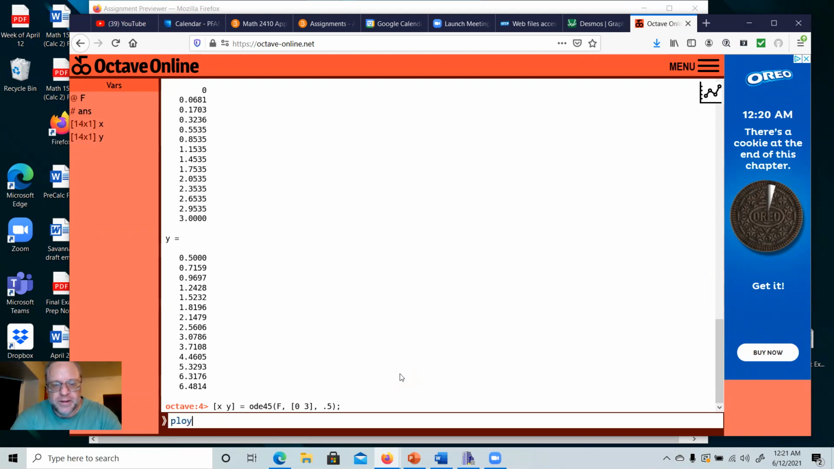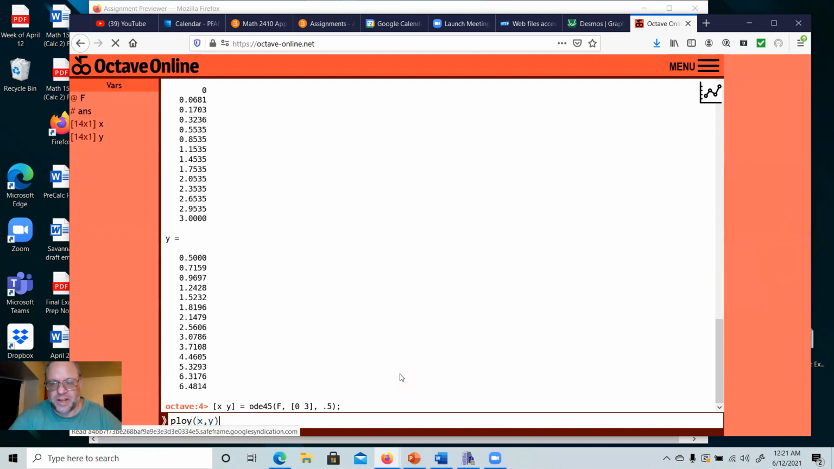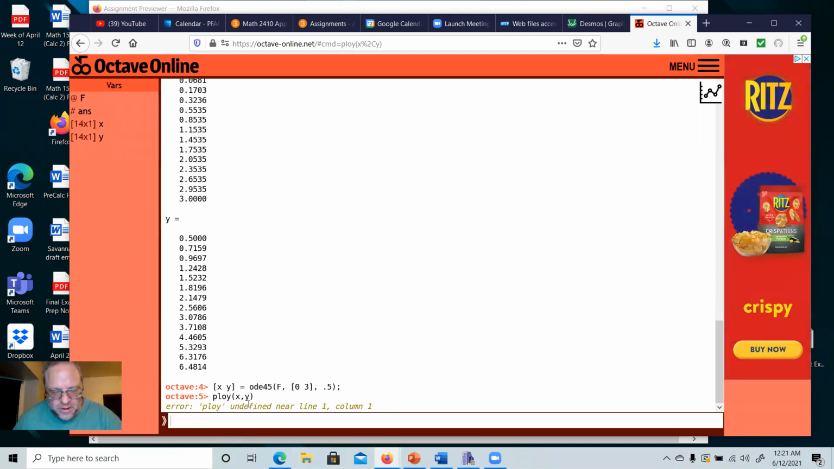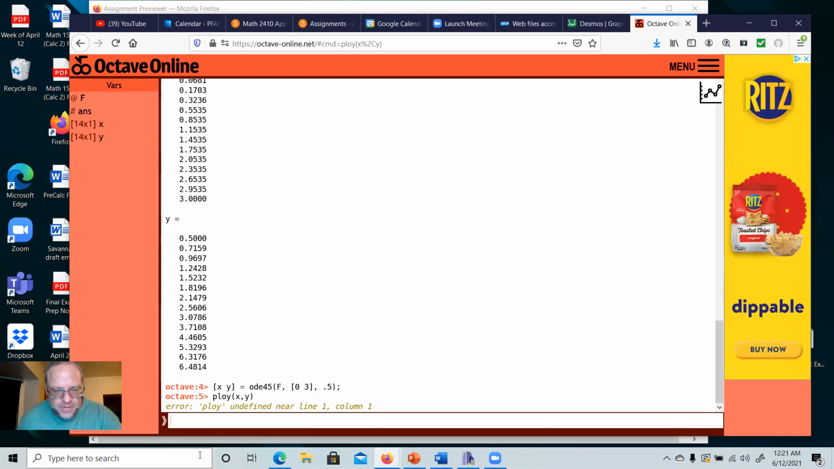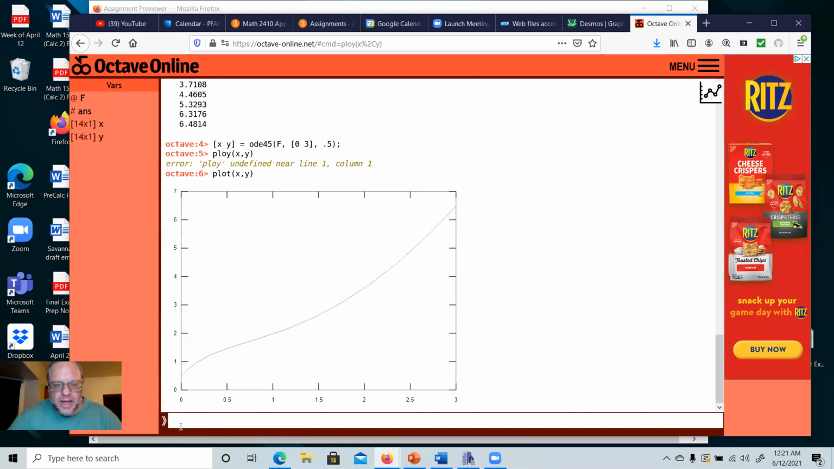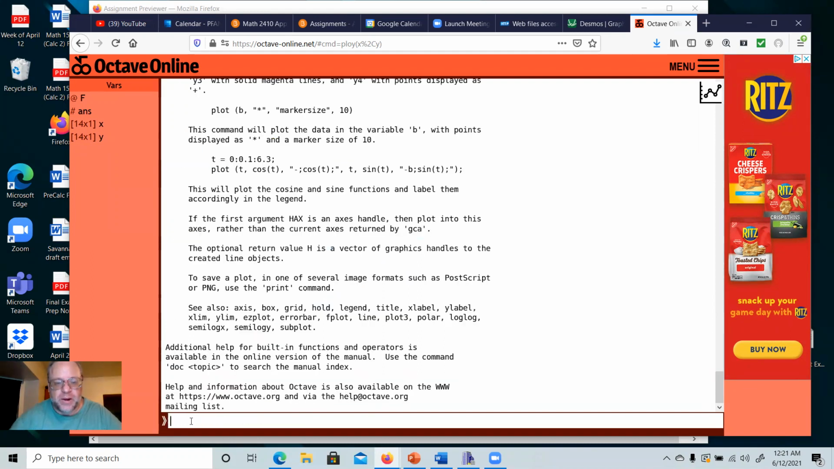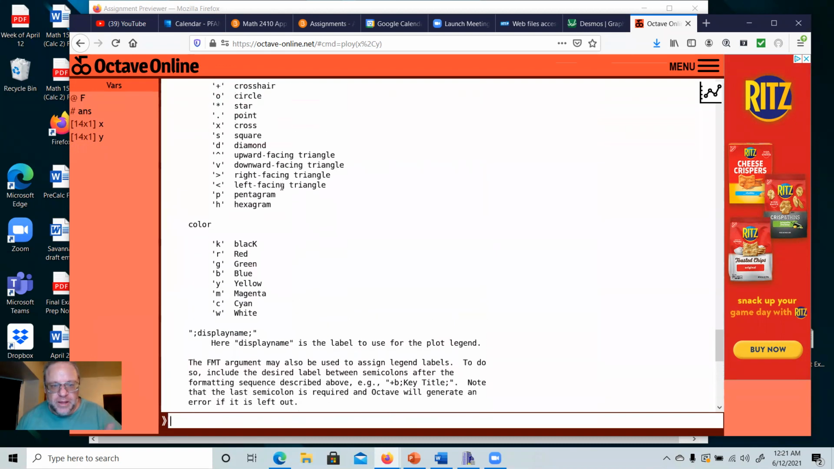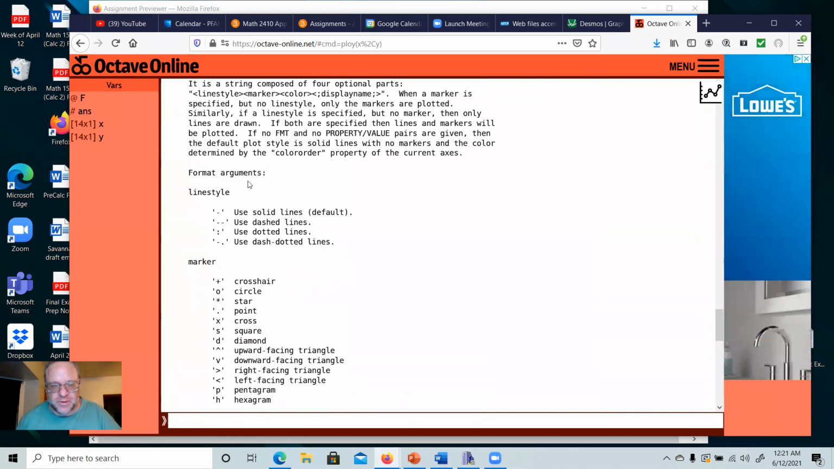Next thing we're going to do, plot. Plot x comma y, and that way we can see everything. Boom, and there is our solution here. There's all sorts of things that you could do here. If I type help plot, it'll give me a bunch of things to add in here. So you can change a whole bunch of different pieces with all of this.